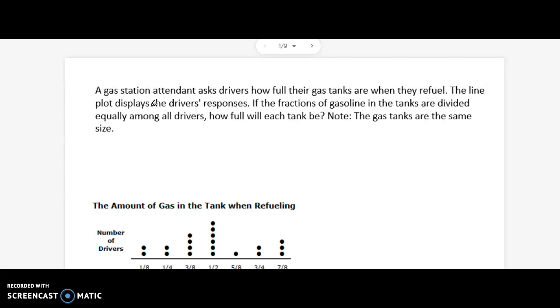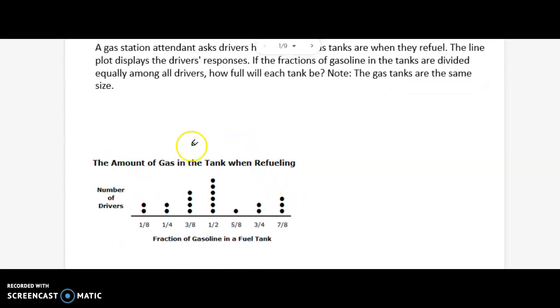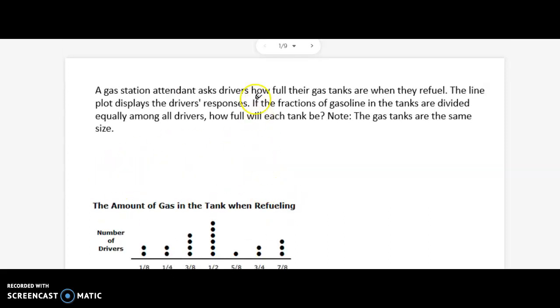It says a gas station attendant asks drivers how full their gas tanks are when they refuel. The line plot displays the drivers' responses. That's down here. We'll take a look at it in a moment. If the fractions of gasoline in the tank are divided equally among all drivers, how full will each tank be? Note, the gas tanks are the same size.